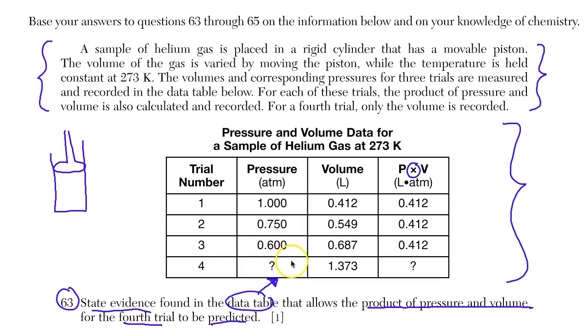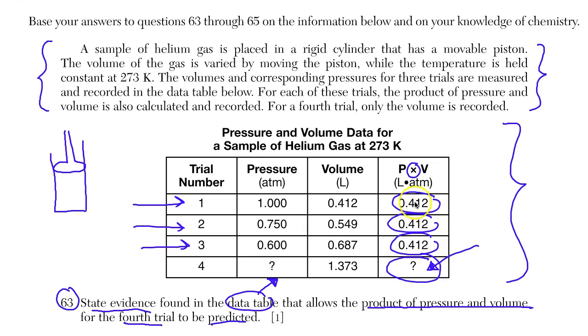We're going to the data table that allows the product of the pressure in the fourth trial to be predicted. How can we predict this? How do we know what it will be? Well, because in the first three trials, the product of pressure and volume was constant. So we can expect, everything else being the same, that it would also be constant.